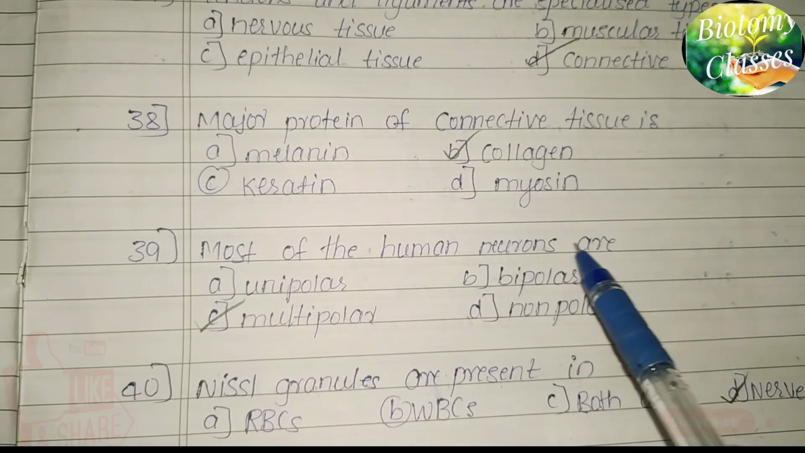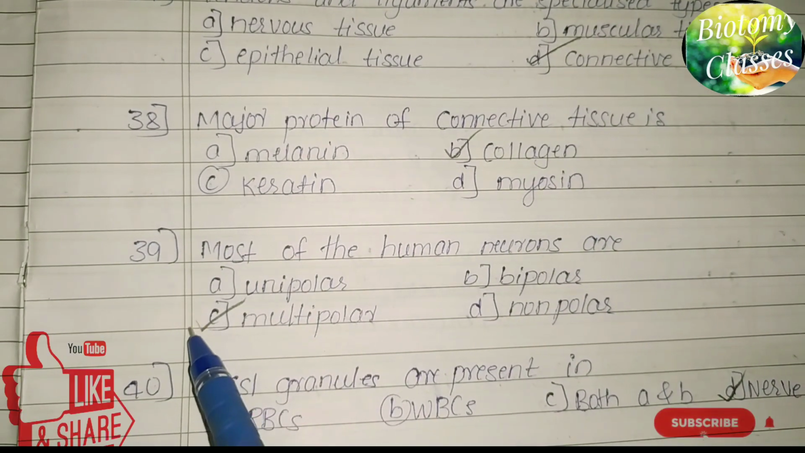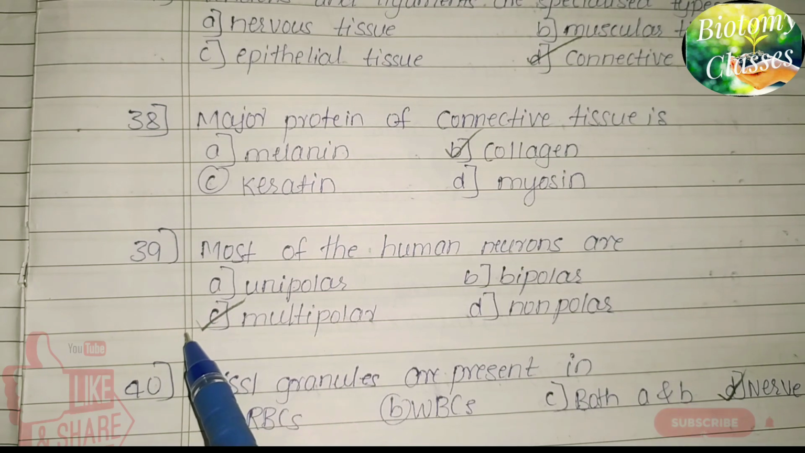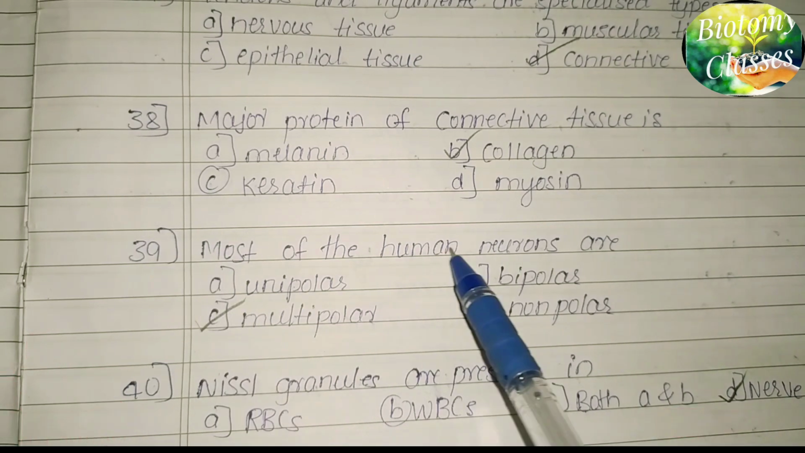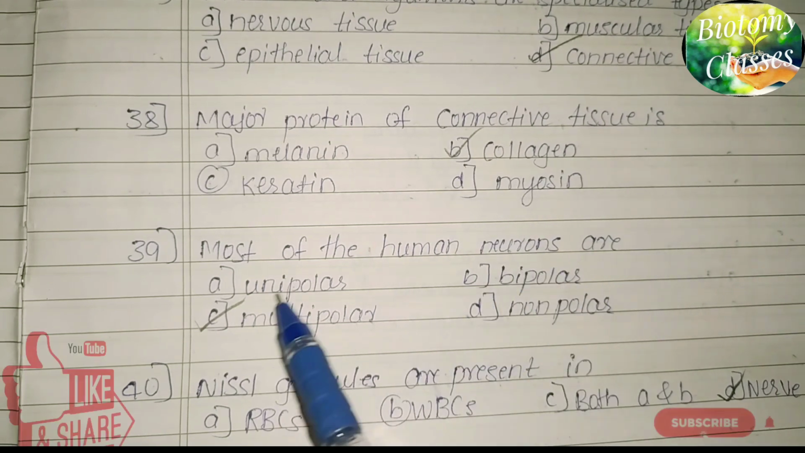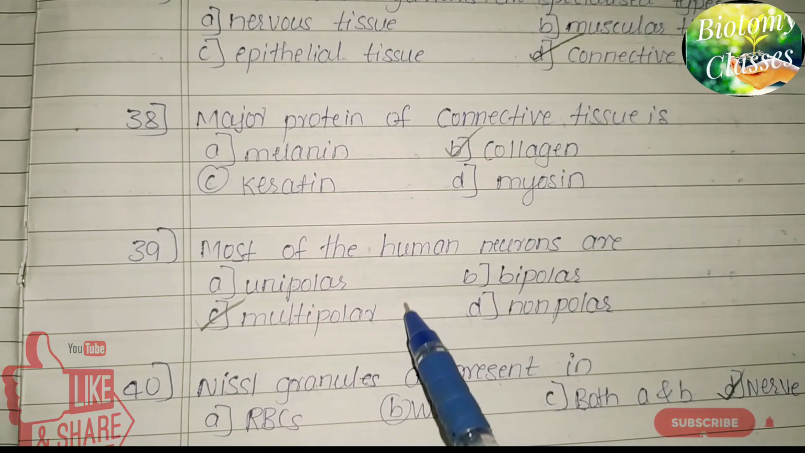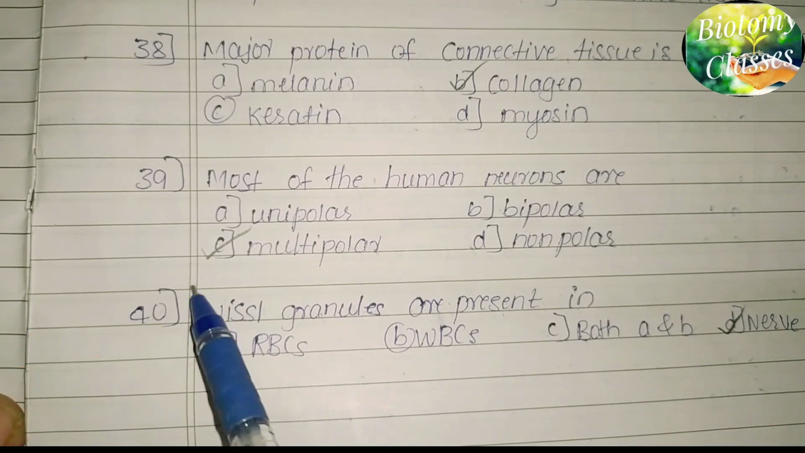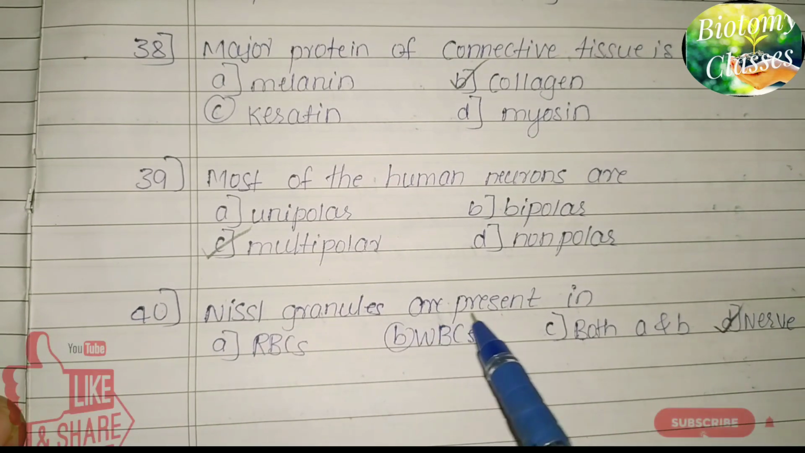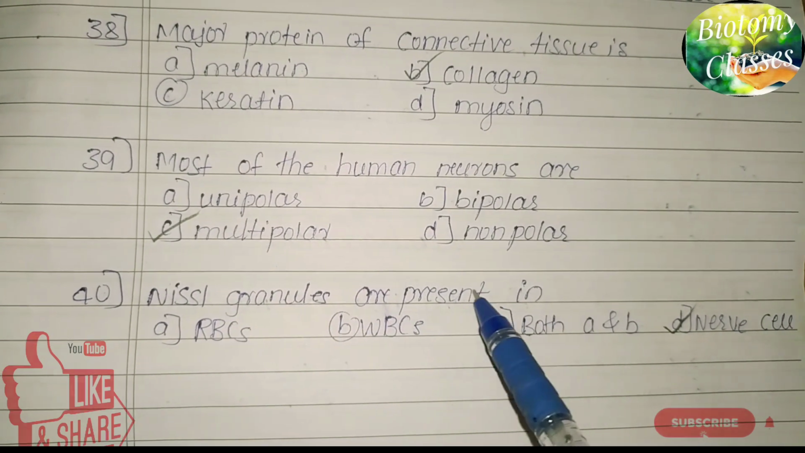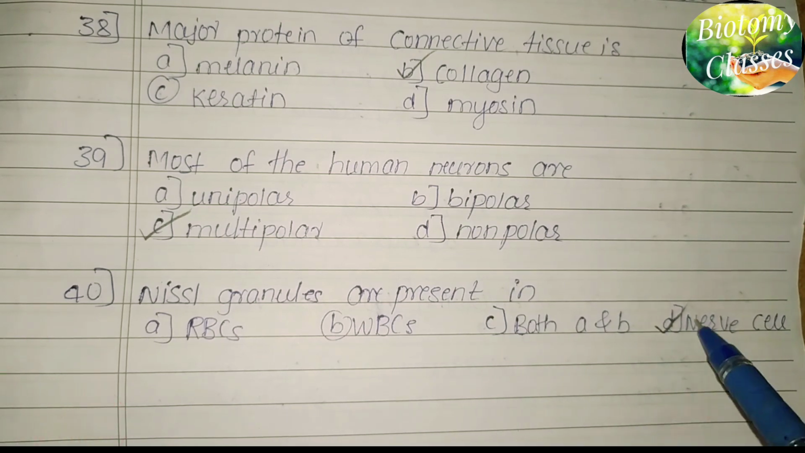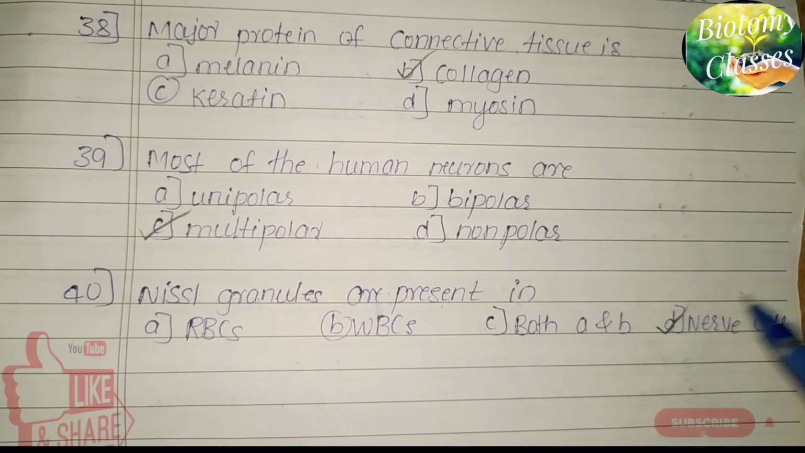Most of the human neurons are, based upon the dendrite numbers, classified as unipolar, bipolar, or multipolar. Most of the human neurons have many dendrites. That's why we use the word multipolar neurons. 40th question. Nissl's granules are present in nerve cells. Nerve cells means neurons.